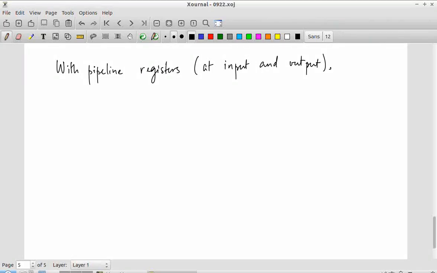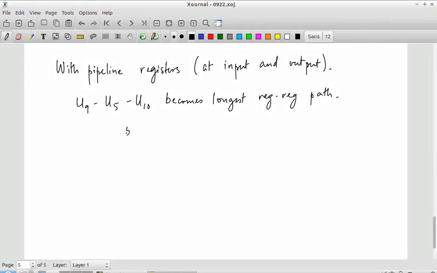So these registers that are put over there, one at the input, one at the output, I'm calling them pipeline registers for now. We'll explain what pipelining is and get to the details of that later. But with those registers in place, U9, U5, U10 becomes the longest register path. How long is it? It is now 5 nanoseconds plus 9 plus 6, sorry, plus 3, the setup time. And this becomes 17 nanoseconds.